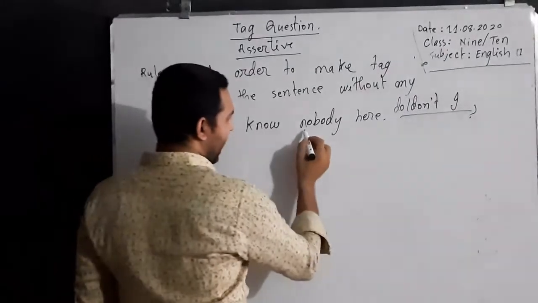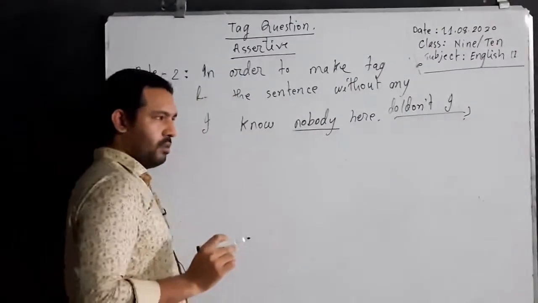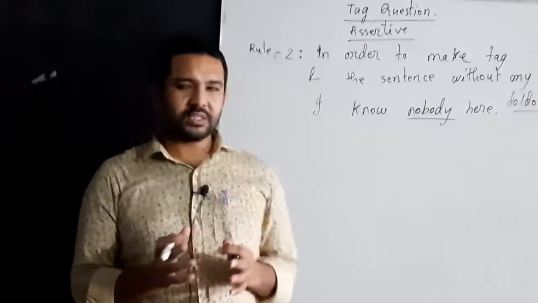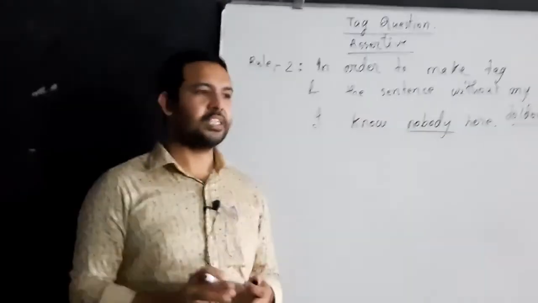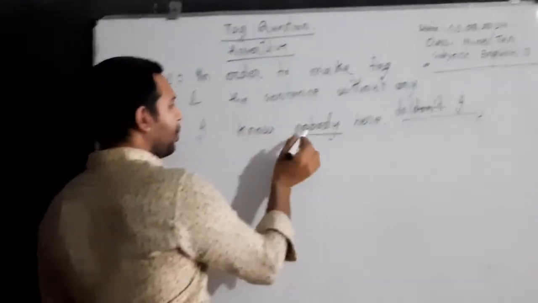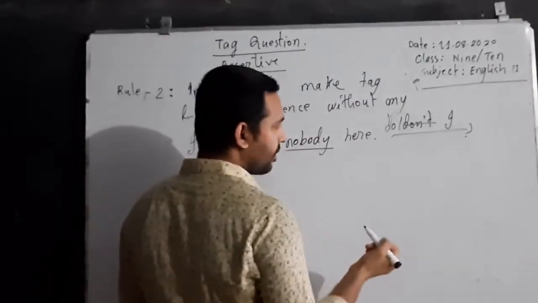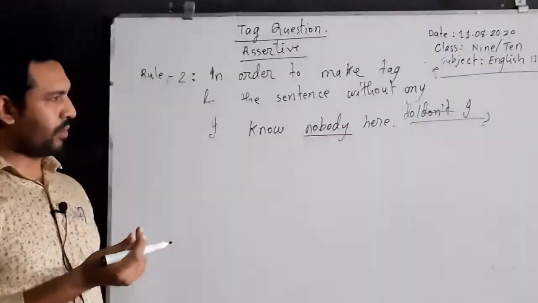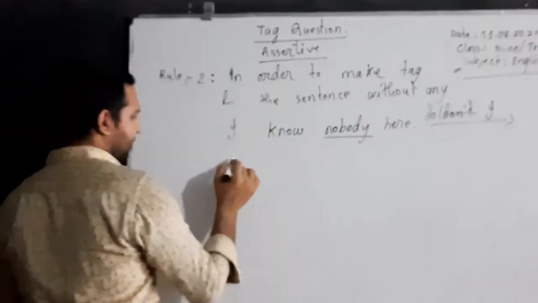It is a negative sentence because nobody is a negative word. If nobody, none, nothing, these kinds of words are in a sentence, the sentence is negative. So we have to use the positive or affirmative form here. So do is the right form, not don't. I know nobody here, do I? This is the sentence. Okay, let's see some examples from past tense.